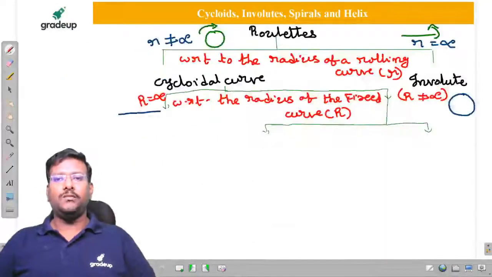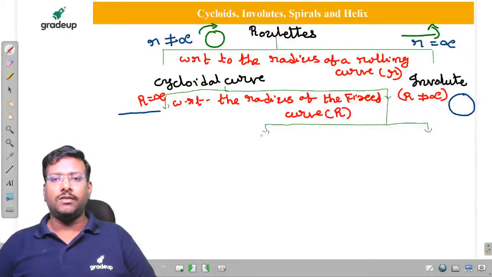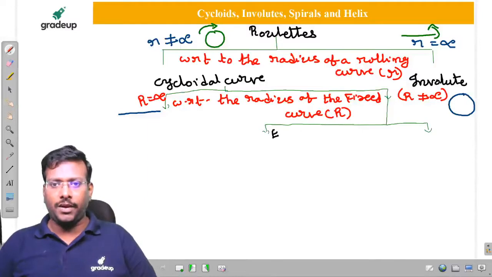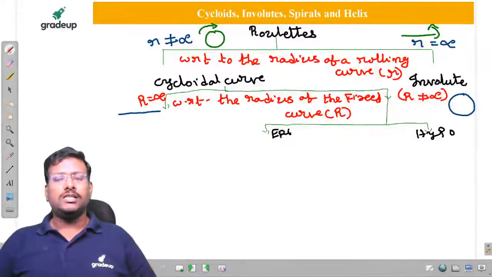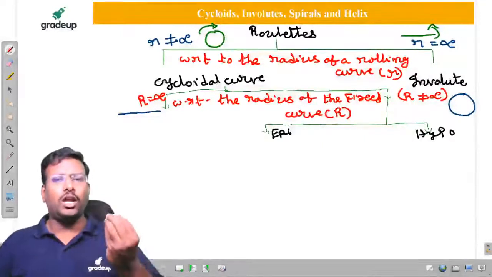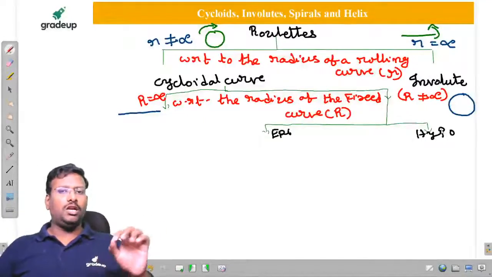Now here, sir, that is why we are going to get different words here. This is called epi. This is called epi. I am not giving the word cycloid so far. This is called hypo. Sir, what about the cycloid? So far you are not given cycloid. Am I right or not? So far you are not given the word.